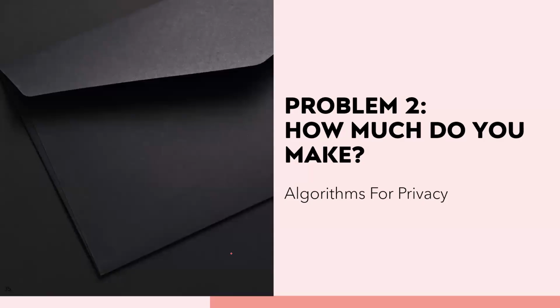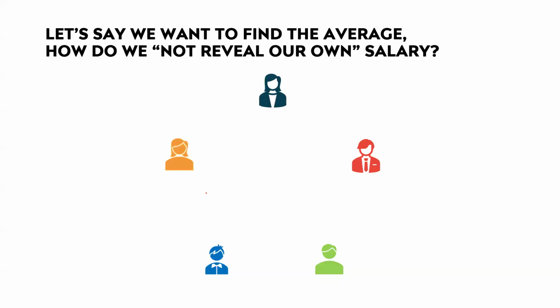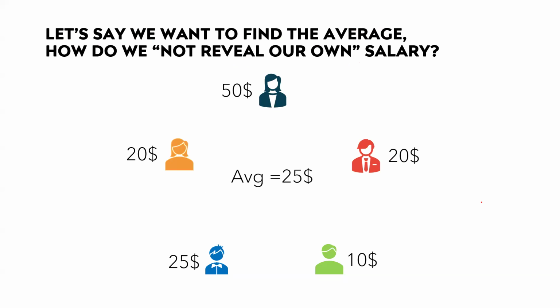Okay, so moving on, let's talk about problem 2. Let's talk about how much money people make, for whatever reason. The problem setup is like this. I hope you read the question sheet, but it's basically saying, let's say we want to find the average salary. How do we do that without revealing our own salary in the process? For example, I have values 50, 20, 20, 25, and 10 here, and we want to compute the average, which happens to be 25, by the way.